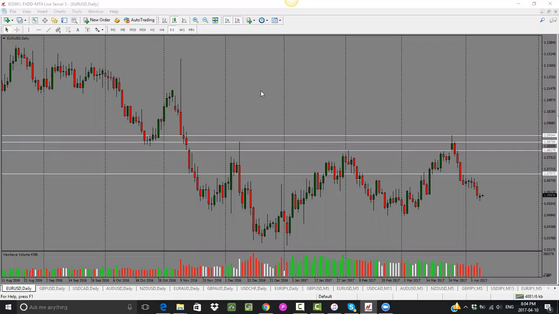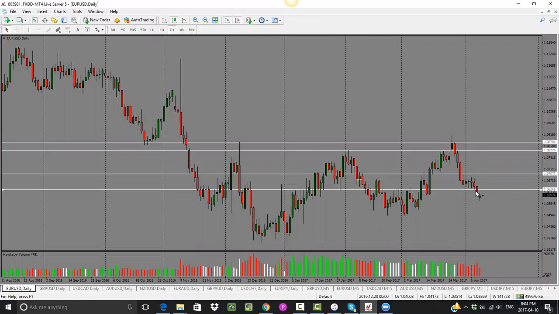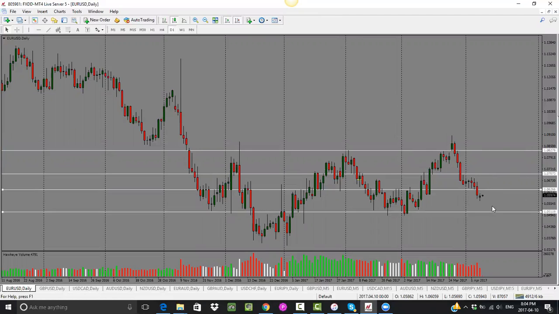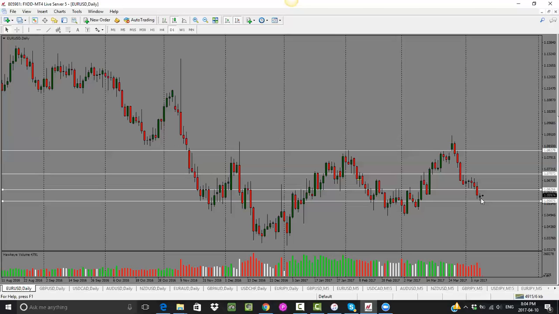Let's start off with our Euro US dollar here. As we can see, we have had a nice drop in euro. The Friday was a nice close. However, on Monday today, we did not get much of a move, a very small move. So looking at this, this is a very neutral daily close.